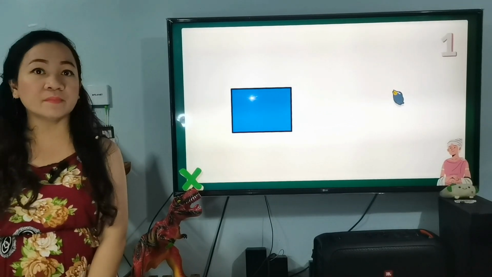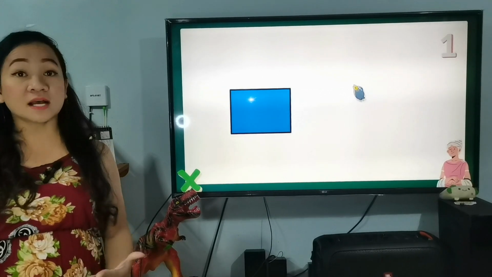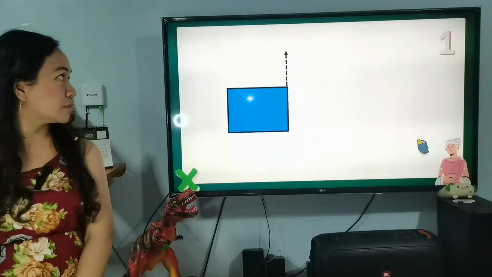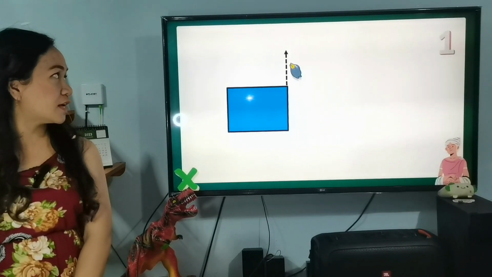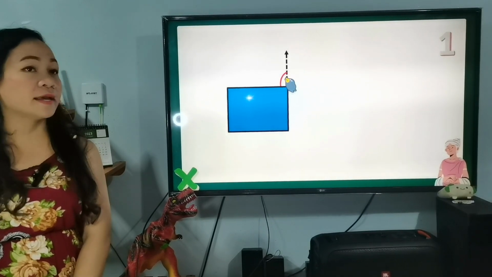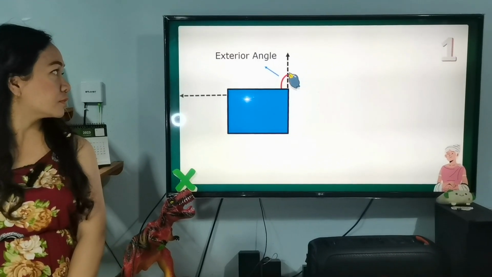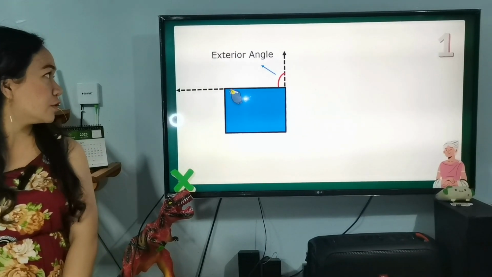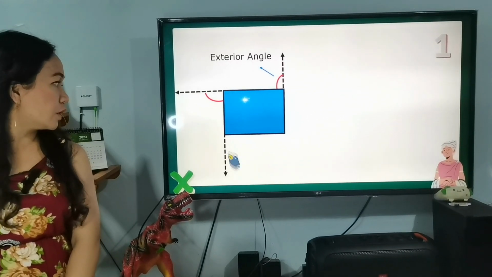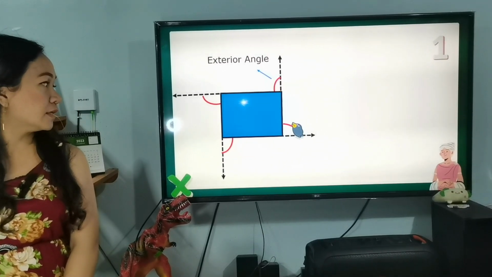Okay, next example, we have a square, one example of a quadrilateral, with 4 sides. Again, if you extend this side, you have an angle formed. That is what we call the exterior angle. Next, here, if you extend this side, another angle is formed. Here, if you extend, you have the angle formed. And also on this side.